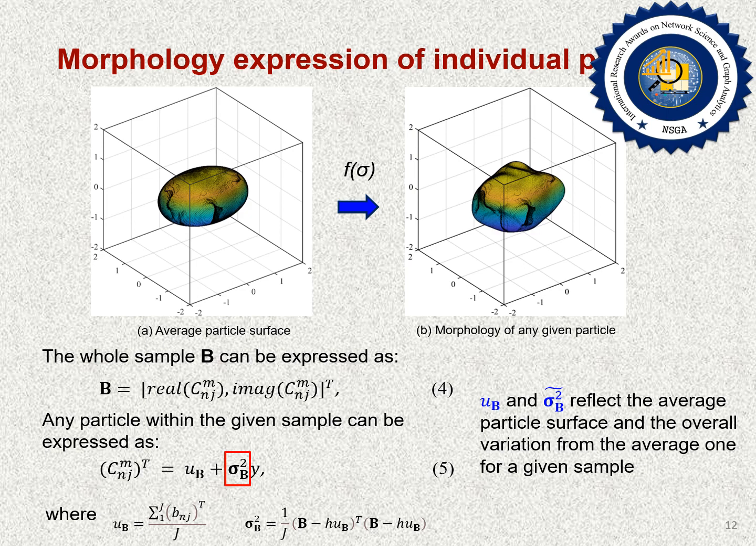Any particle within a given sample can be seen as a variance from the average particle of the whole sample. So each particle in the given sample can be expressed by the following equation 5. Here, the mean and the sigma b square reflect the average particle surface and the overall variance from the average one for a given sample.